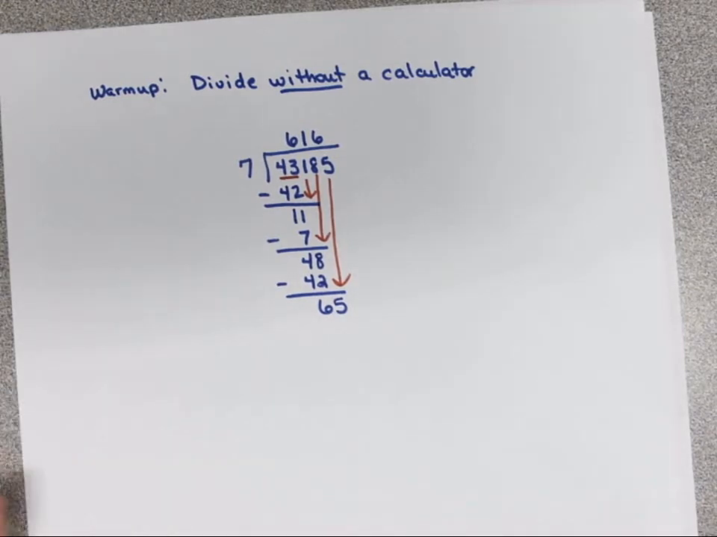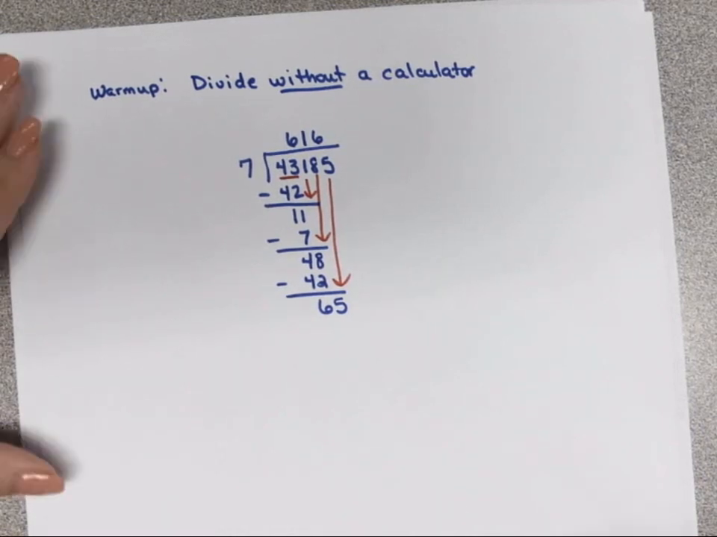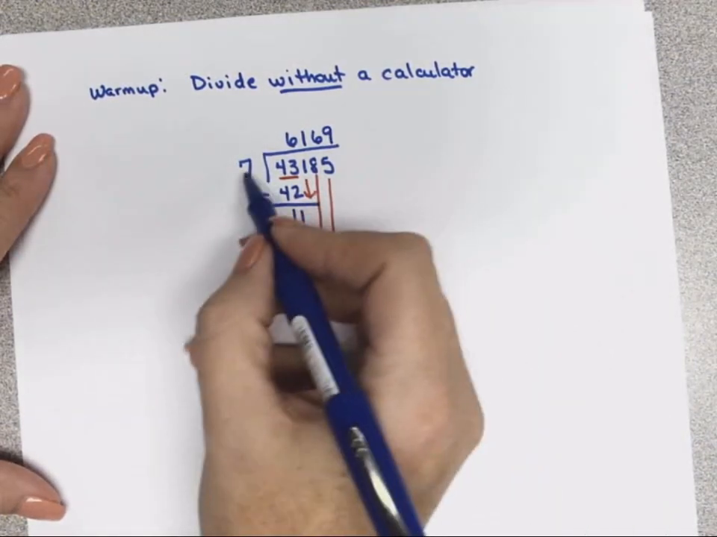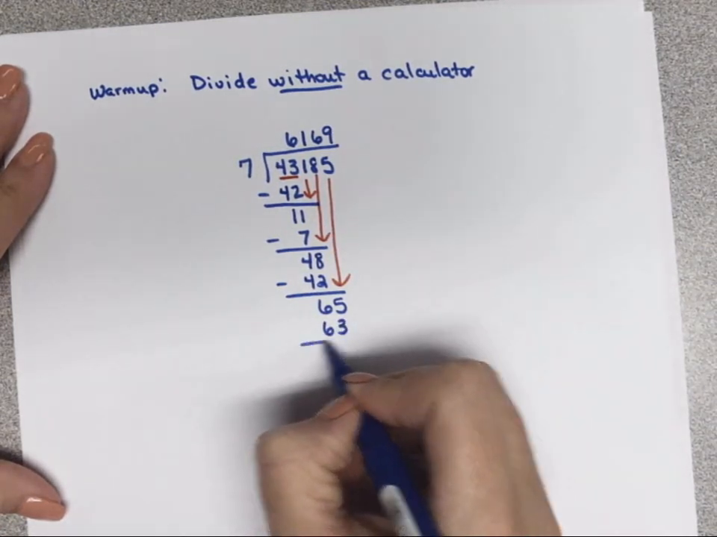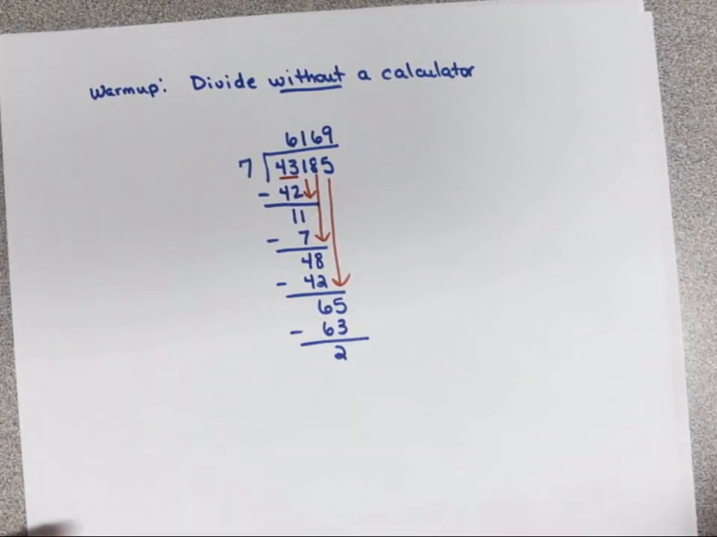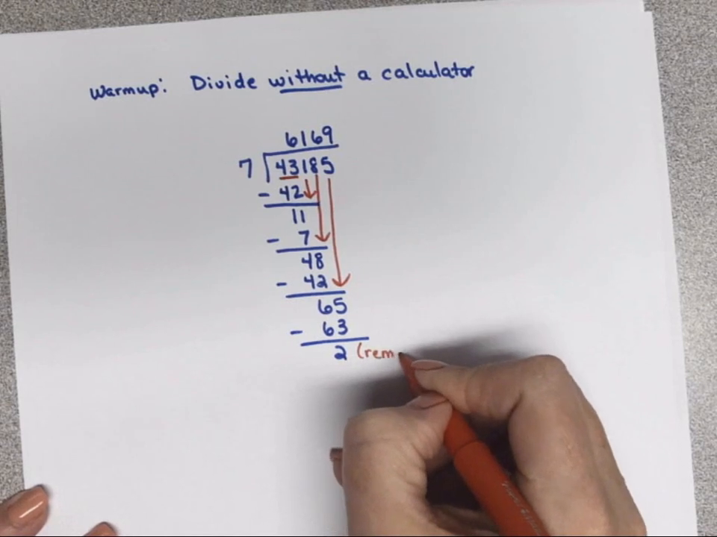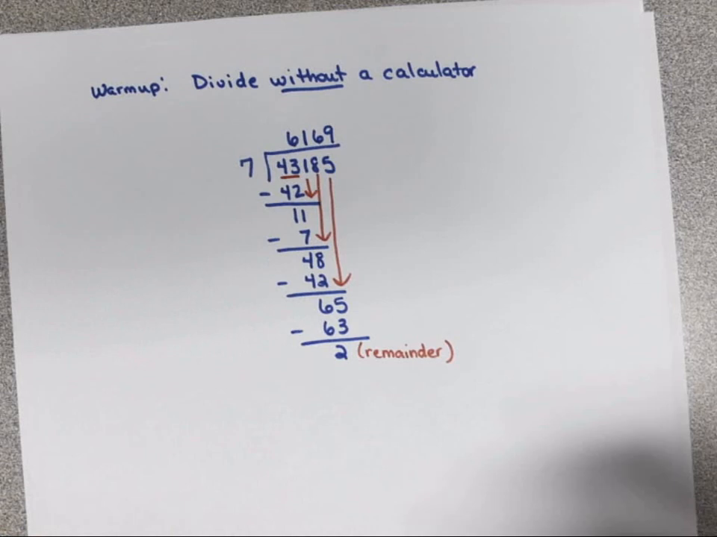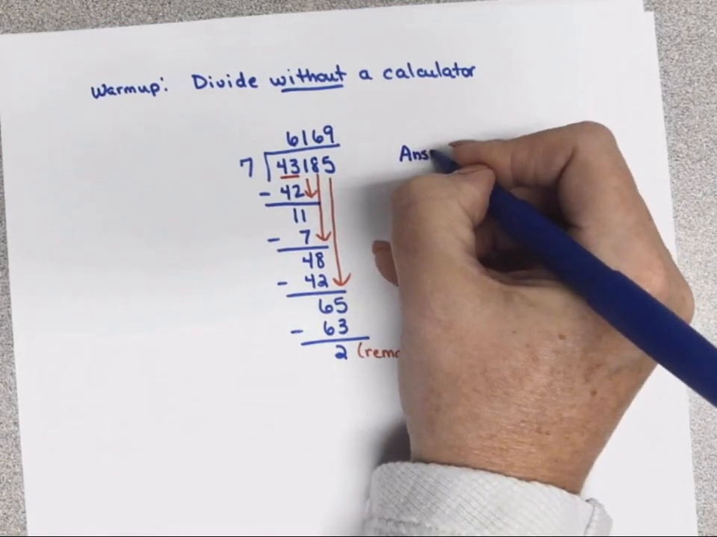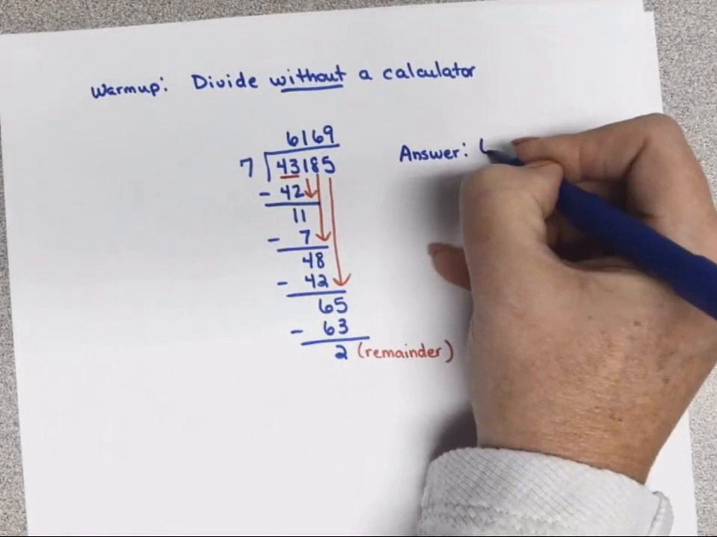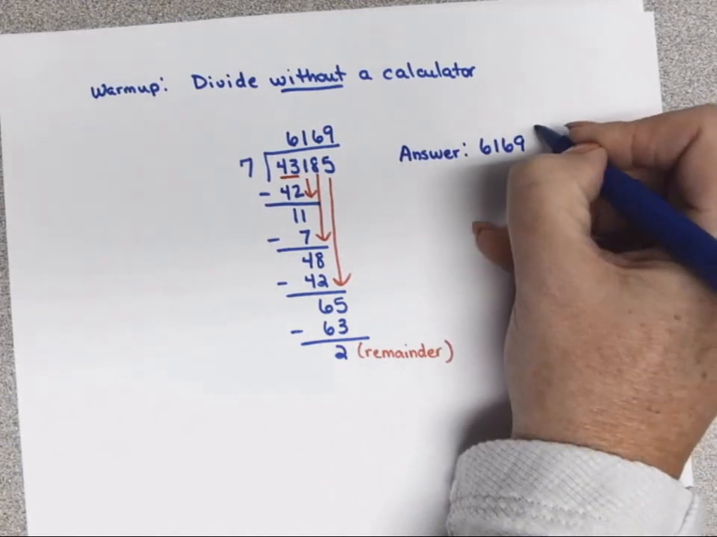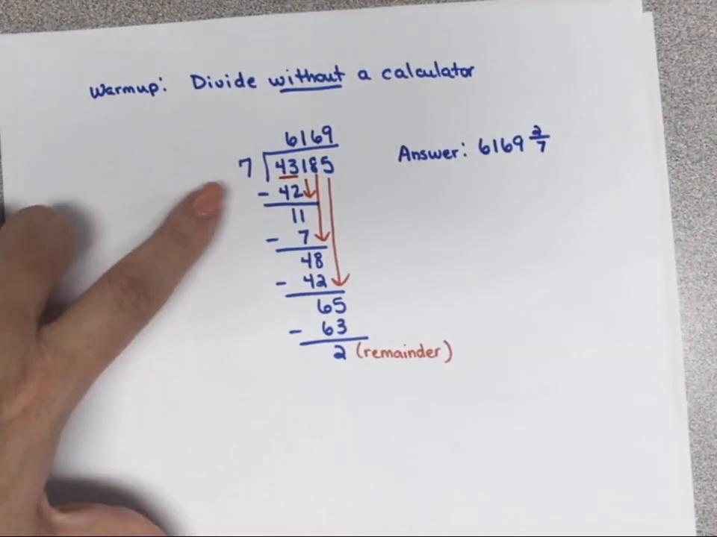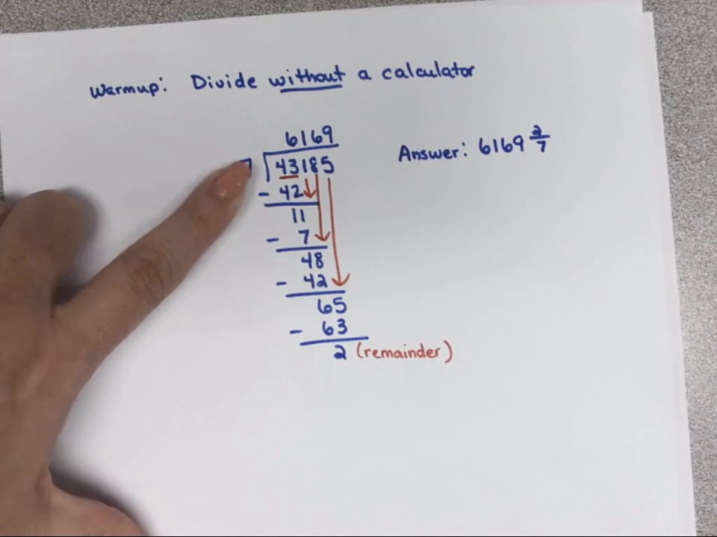So unfortunately, it doesn't go in evenly, right? Which means we're going to have a what? What's it called when you have a leftover? A remainder, okay? But 7 goes into 65 9 times, just not perfectly. 9 times 7 is 63. So we end up getting 2, and we call this the remainder. So if I wanted the exact answer, the answer is 6,169 and 2/7. That's how you write the remainder. You write it as 2 over what you were dividing by.